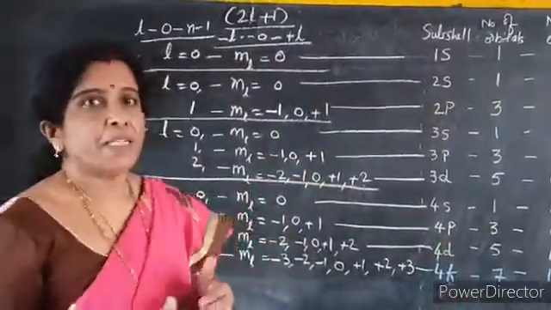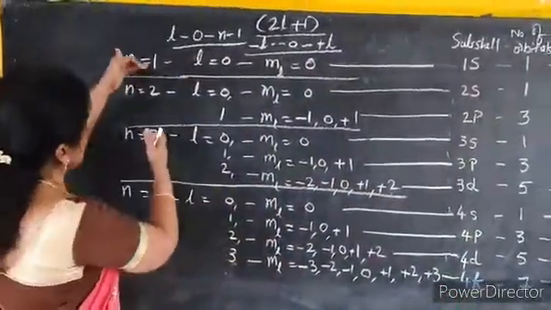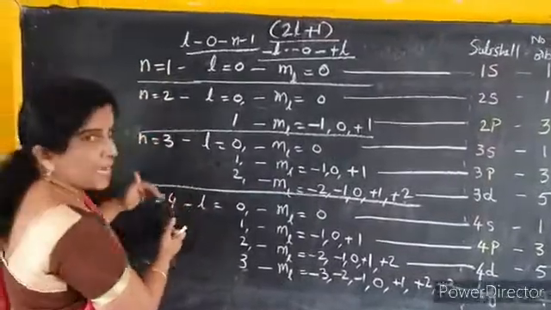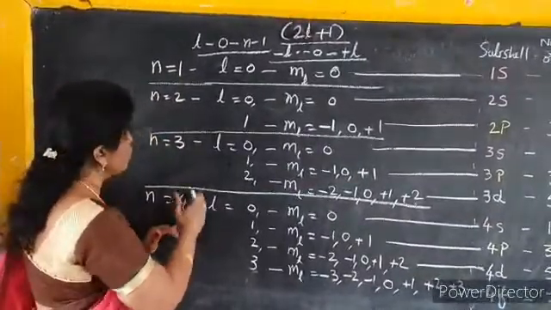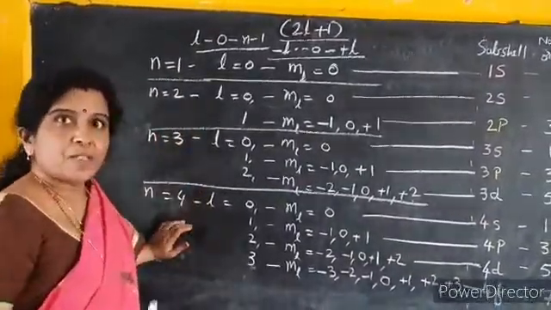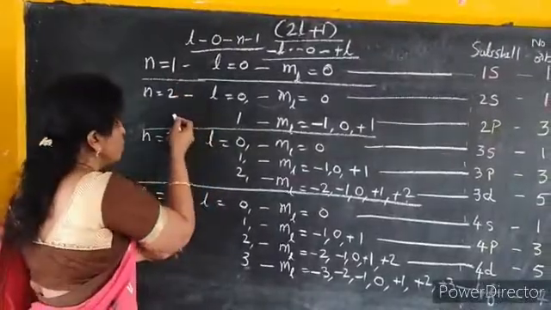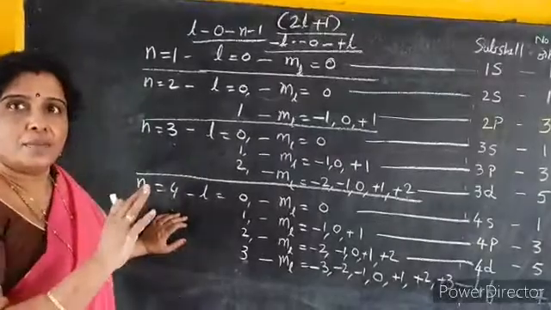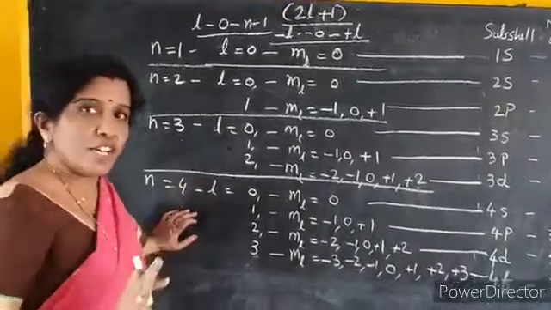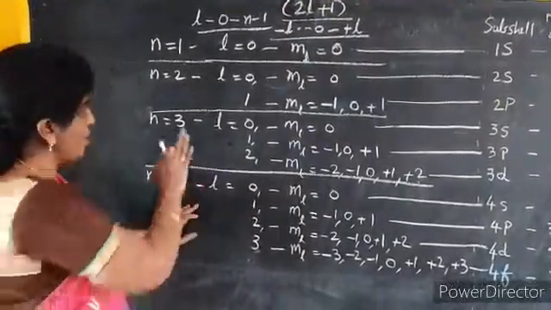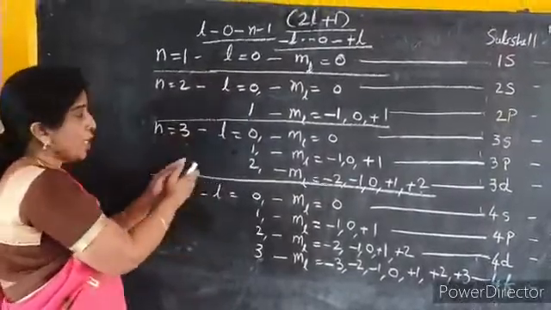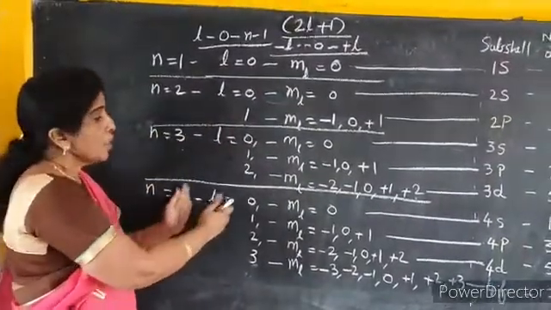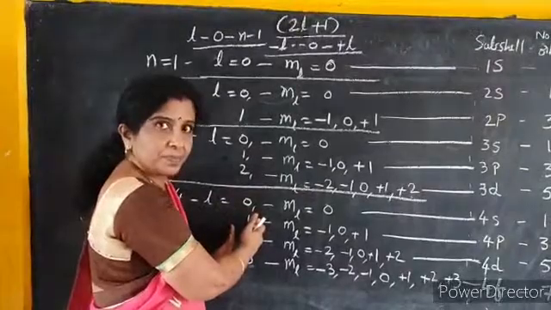So to remember better, you can just correlate these n values, principal quantum number values, to street numbers. Street number 1, street number 2, street number 3 and street number 4. So inside the atom, you are having these streets in the form of shells, main shells. Now inside these main shells, you are having subshells.